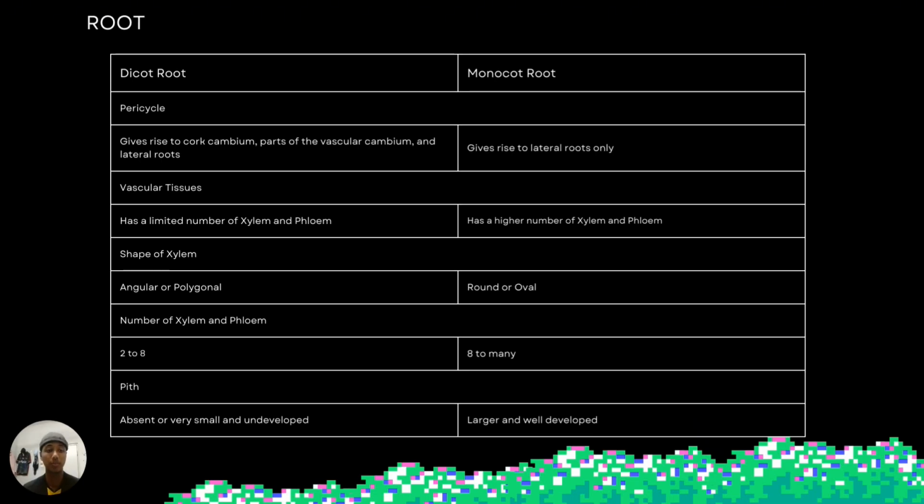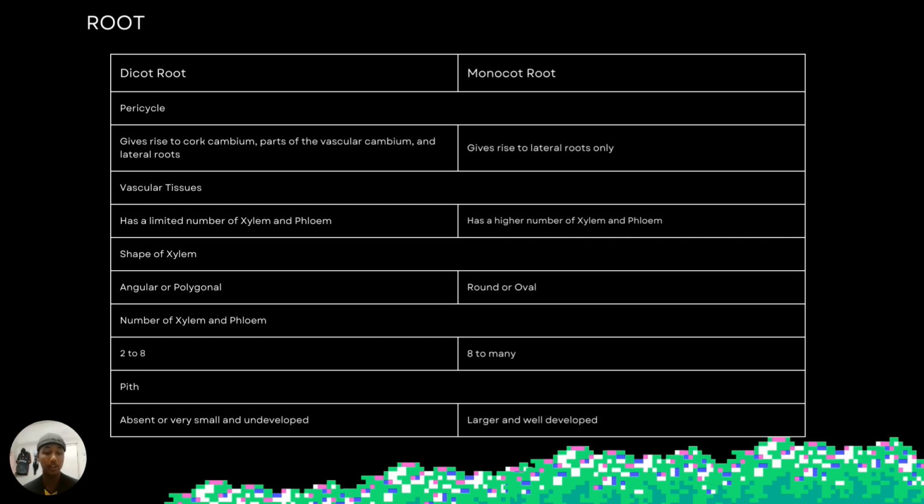For the last subtopic, I'm going to define the dicot roots and monocot roots. For the pericycle, the dicot root gives rise to cambium, part of the vascular cambium, and lateral roots. For the monocot roots, it gives rise to lateral roots only. Next, the vascular tissue. For the dicot roots, it has a limited number of xylem and phloem. And for the monocot roots, it has a higher number of xylem and phloem.